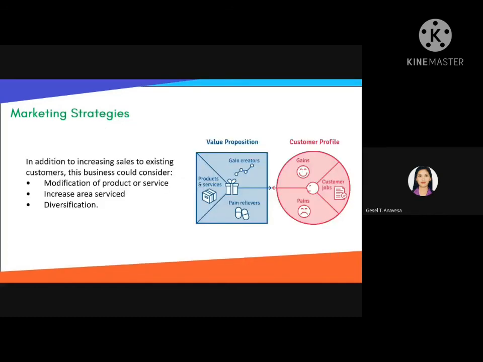Okay, marketing strategy. In addition to increasing sales to existing customers, this business could consider modifying your product or services, increasing the area of your service, and diversification. If the customer is satisfied with their product or service, they will become repeat customers and will tell others about your business.